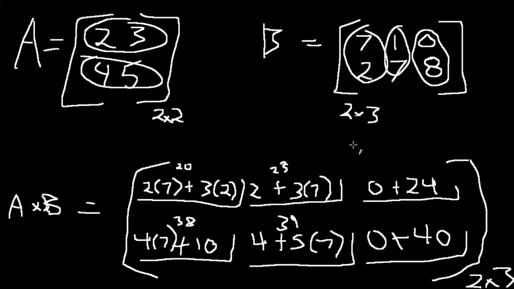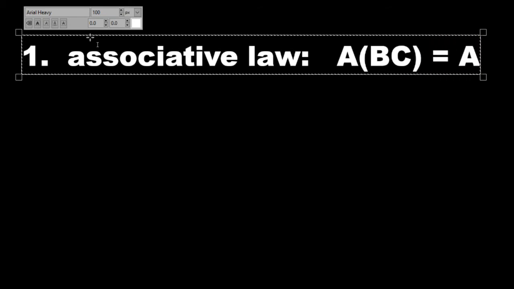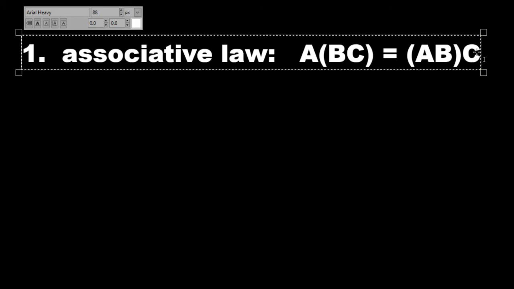There's a few laws I wanted to talk about real quick. So I'm going to create a new layer here. The associative law. And I could do examples, but I'm not going to because it's just going to take too long. Okay, that's too large. Let's shrink that down a little. There we go. Associative law basically says A times the result of BC is going to be the same thing as the result of AB times C. So that holds true in multiplication.